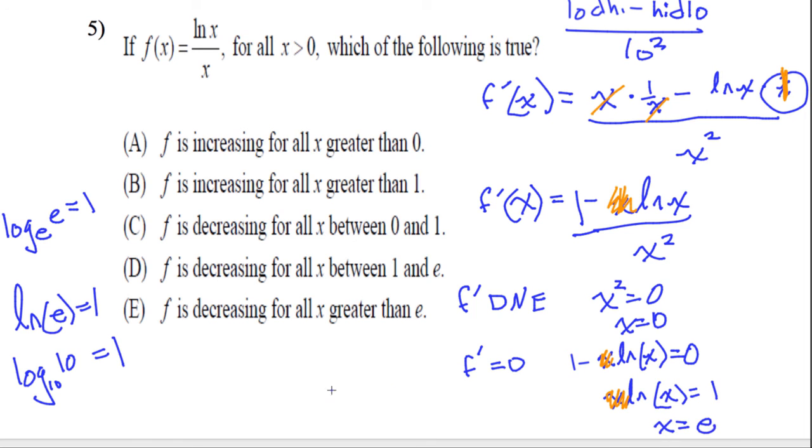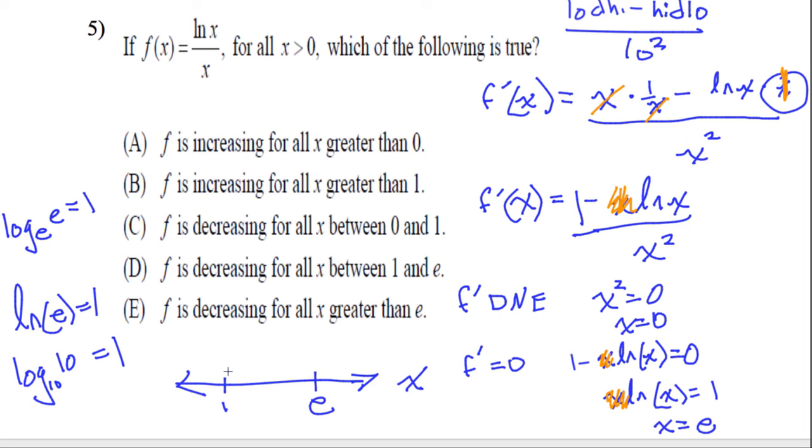We have that. And then we need to know if it's increasing or decreasing, so we need our x-axis. All right, so there's 1, there's e. e is about 2.7 something, I think.